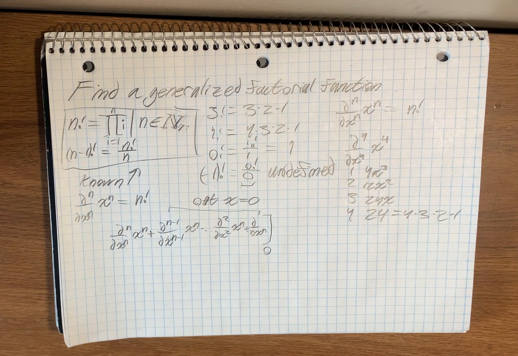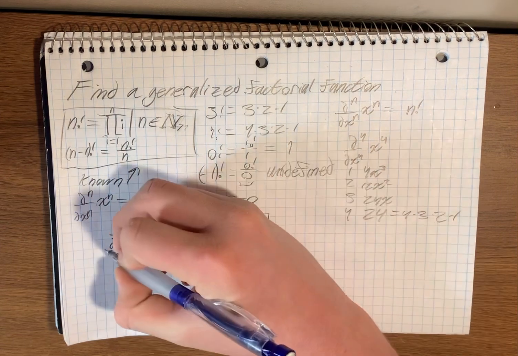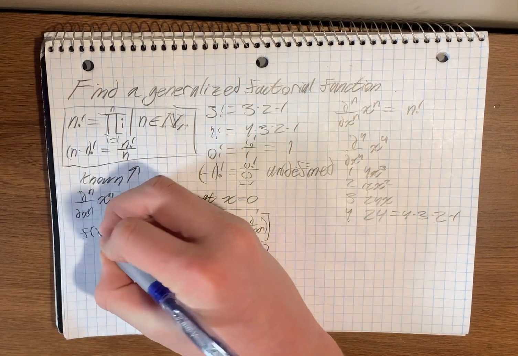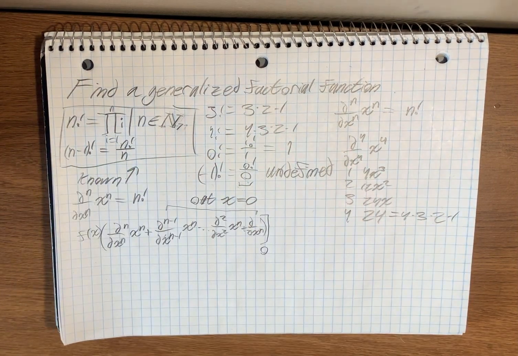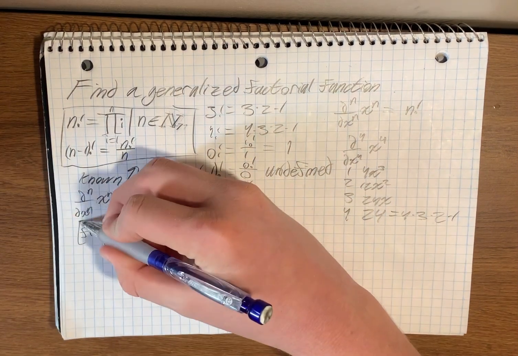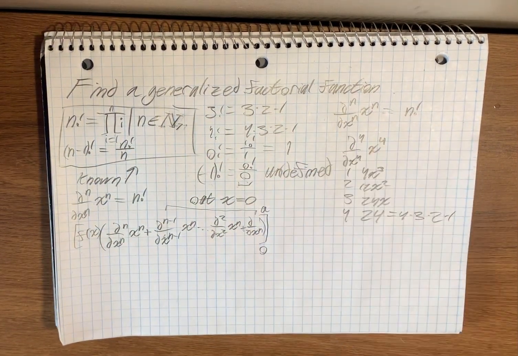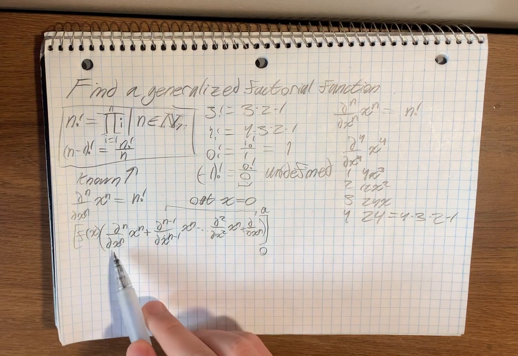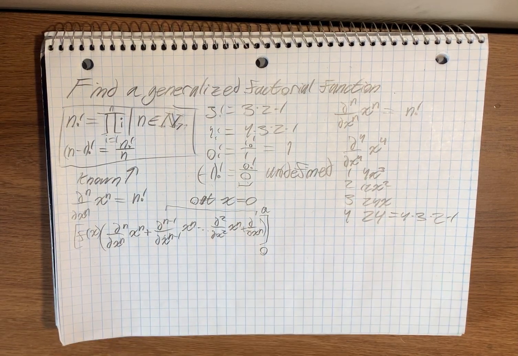So I'll set 0 as the lower bound here. But if we evaluated anything else, first of all, these x's are going to lead to another result. So we need to add an f of x inside and set our upper bound to a. What we essentially need is that f of x times this polynomial equals 0 at a for all n.